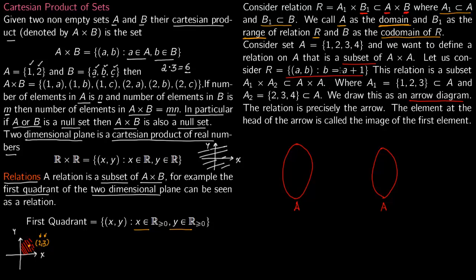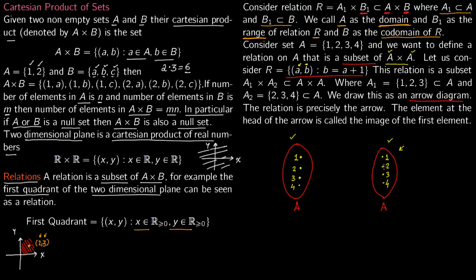So in A we have 1, 2, 3, 4. You have 1, 2, 3 and 4. Similarly here, this is set A, you will have 1, 2, 3, 4. The relation is defined on A times A. The first A is right here, the second A is right here. The relation is that this B, the second set, is equal to A plus 1.